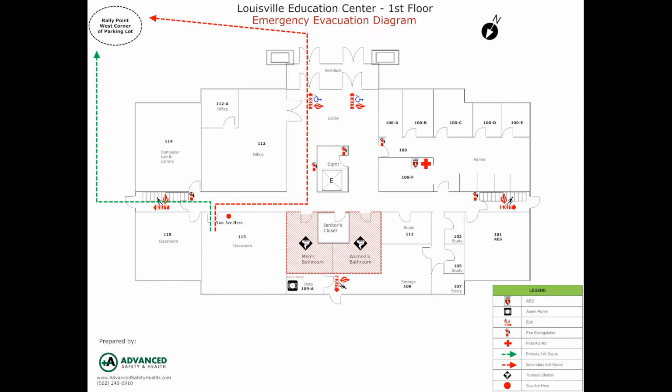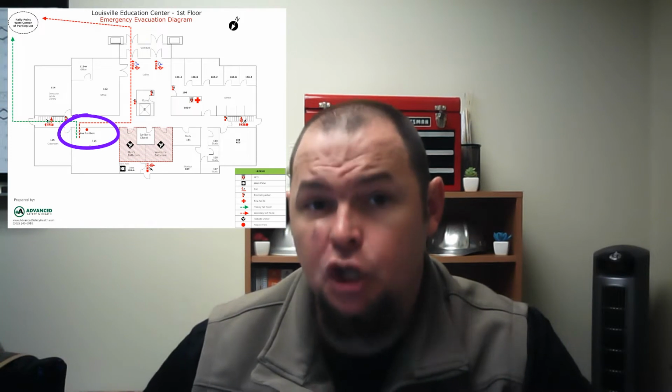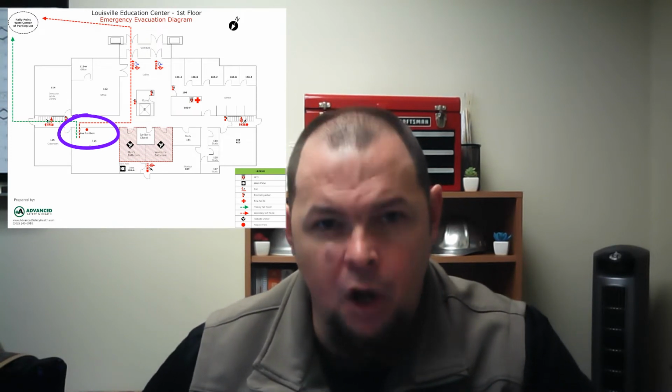This one's pretty decent. I've got my rally points up here. I am standing right here. But when you first look at this map, are your eyes immediately drawn to where you're at? That's where, when you build these emergency evacuation maps, the biggest thing on there should be "you are here." Just like when you're at the mall and you're looking at the map, you shouldn't have to hunt to figure out where you are.